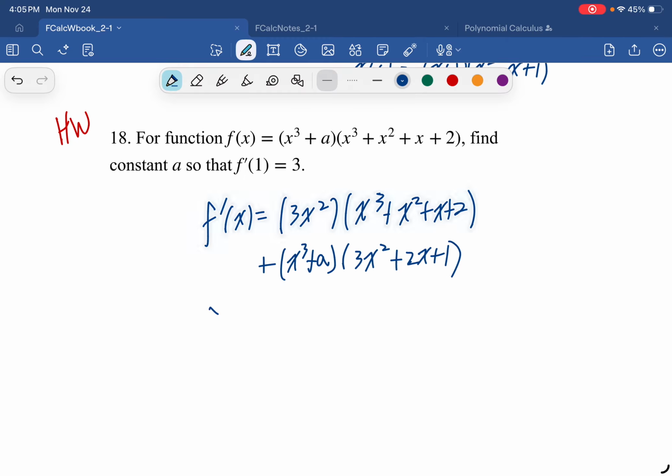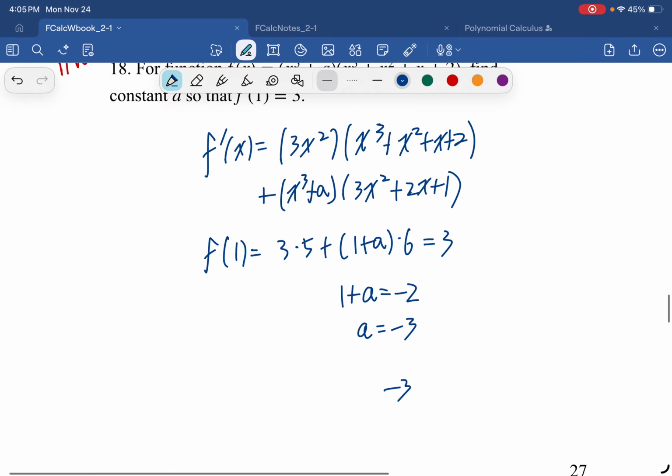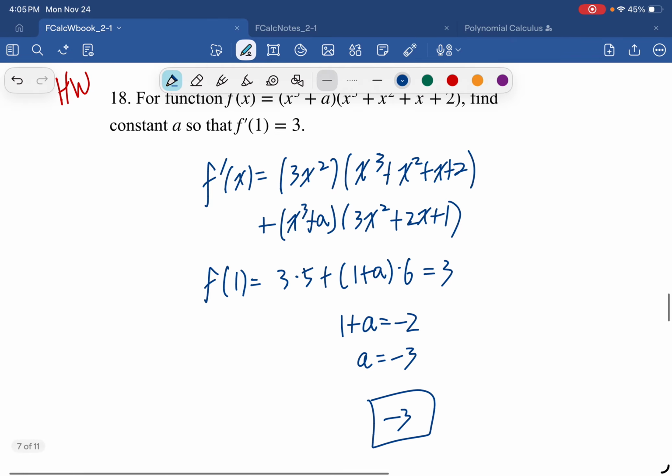All right, now we just have to plug in x equals 1. So that's 3 times 5 plus 1 plus a times 6, which equals 3. So negative 12 divided by 6 is negative 2. 1 plus a equals negative 2. A equals negative 3. So that's pretty straightforward.